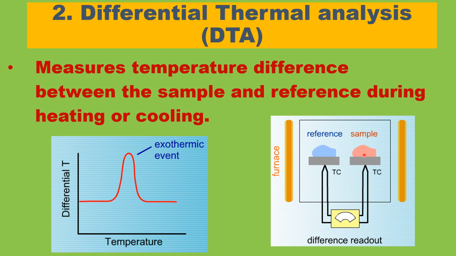Suppose the sample undergoes endothermic change upon heating. Here the graph will be inverted, like this. If it is endothermic, heat is absorbed by the sample. In exothermic, heat is released, so temperature increases, whereas in endothermic process, the heat is absorbed by the sample, therefore the temperature decreases.